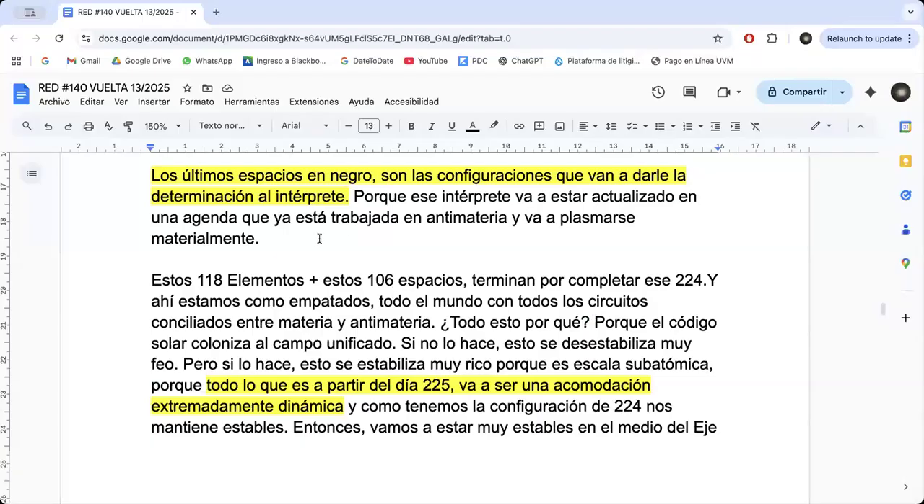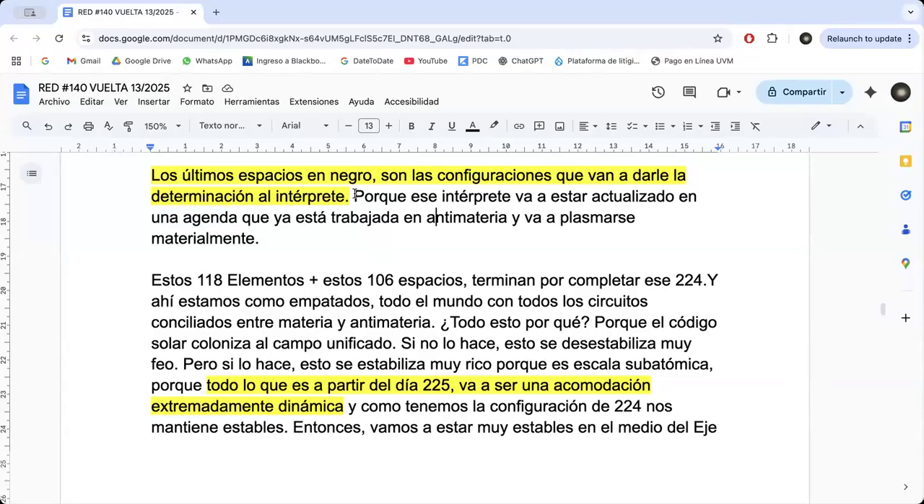So she's saying the last spaces in black are the configurations that are going to give a determination to the interpreter, because that interpreter is going to be updated in an agenda that has been worked on in the antimatter that is later going to be expressed materially. Why is she saying agenda?